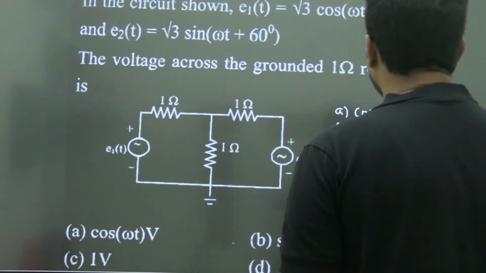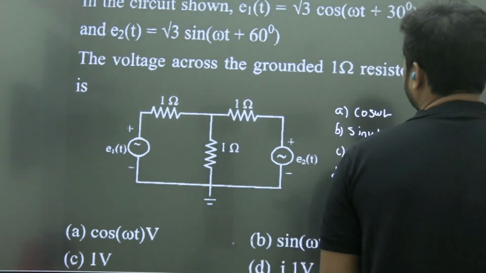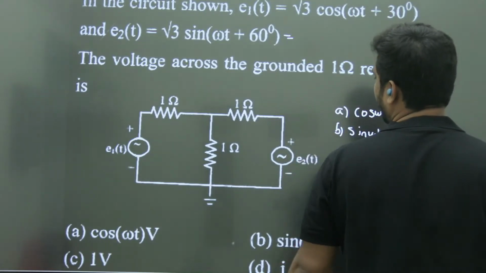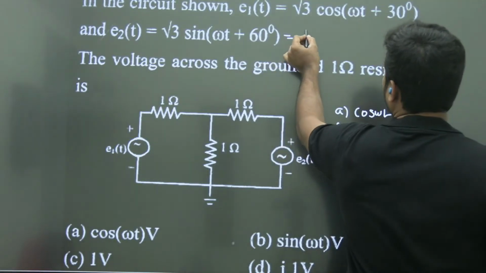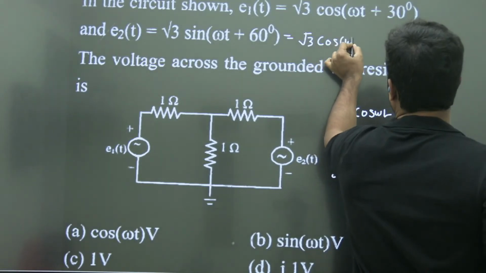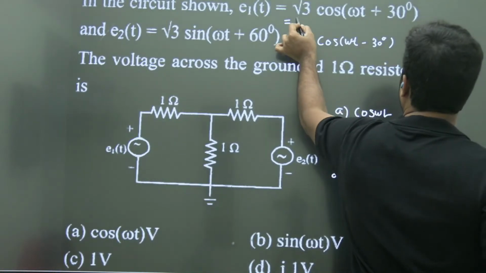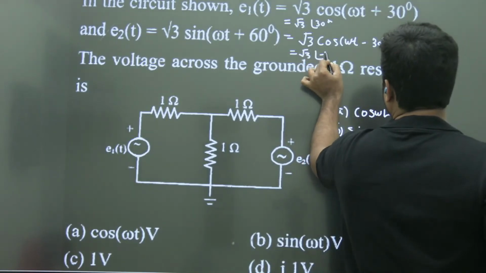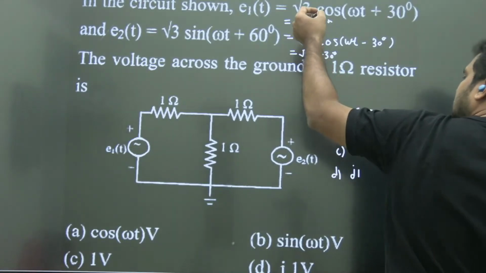Here this can be written as, okay, all are resistors only. Both are same frequency. So root 3 cos omega t minus 30 degrees. So you can take it in the time domain or phasor domain. It will be root 3 angle 30 degrees. Here root 3 angle minus 30 degrees. Because you are only writing it and you are finding again in the reverse. Whatever method you take, same ulta kar lo.